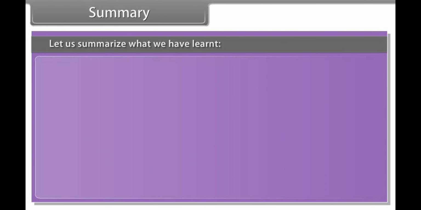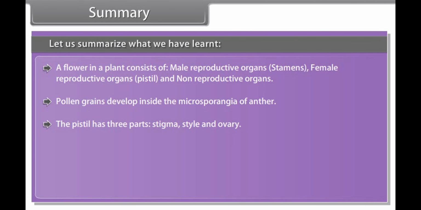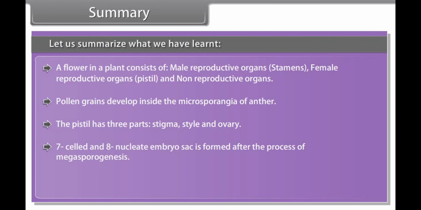Summary. Let us summarize what we have learned. A flower in a plant consists of male reproductive organs, stamens, female reproductive organs, pistil, and non-reproductive organs. Pollen grains develop inside the microsporangia of anther. The pistil has three parts: stigma, style, and ovary. A 7-celled and 8-nucleate embryo sac is formed after the process of megasporogenesis.